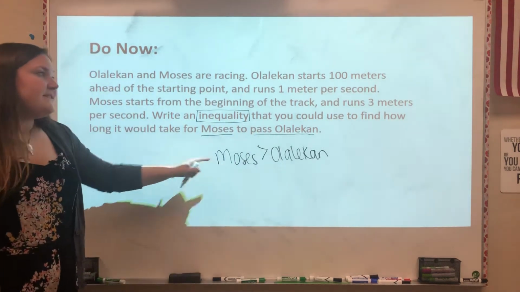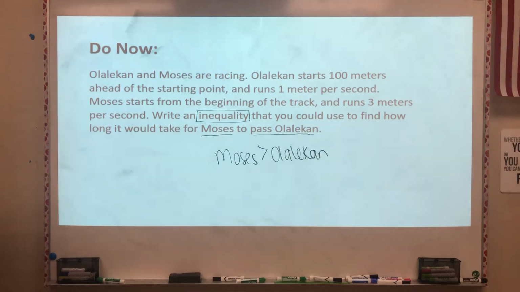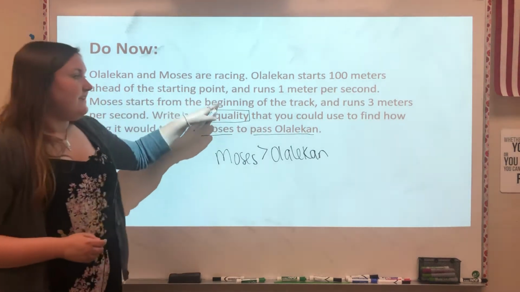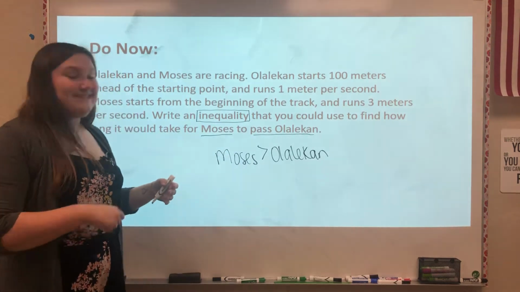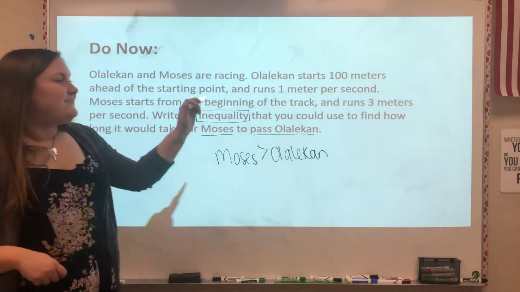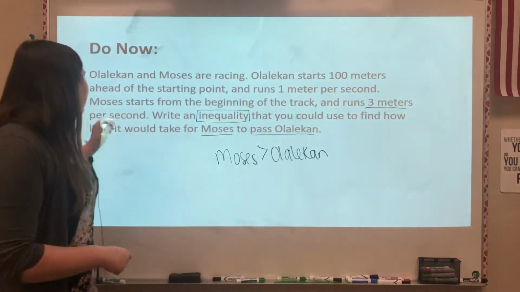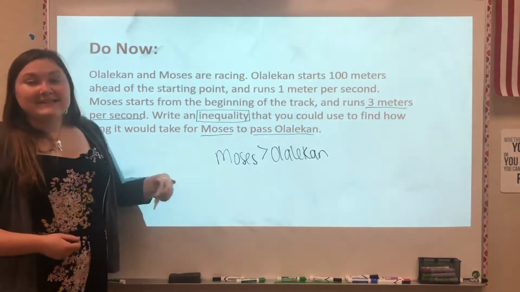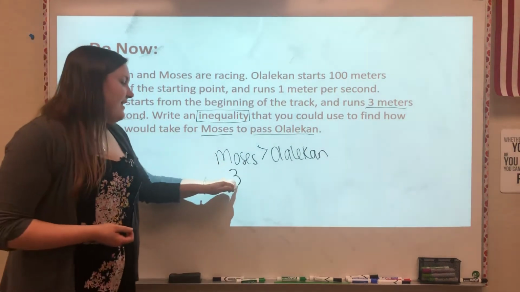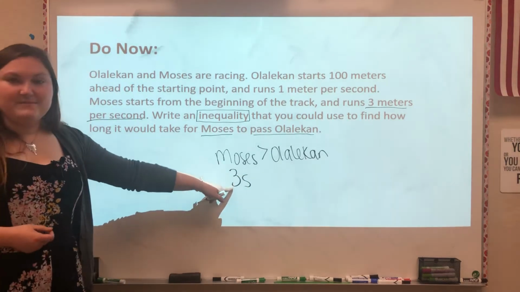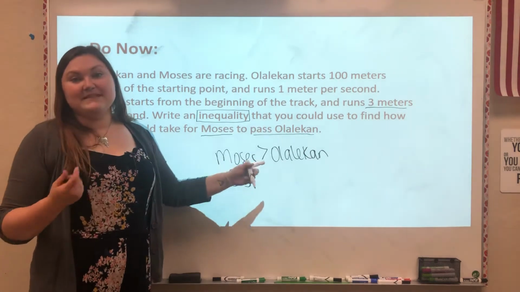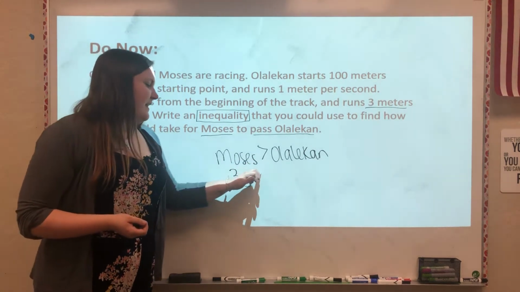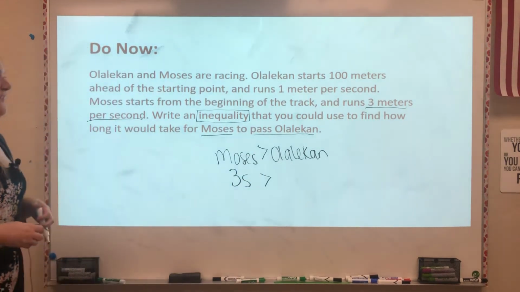So for Moses, what do I know about Moses? Well, Moses is starting from the beginning, which means he has no extra meters added to his distance. He's starting at 0, and he is running 3 meters per second. So I could represent his distance as 3s. He's running 3 meters every second, so his total distance is 3 times the number of seconds he's run. We want that to be greater than Olalekan's distance.